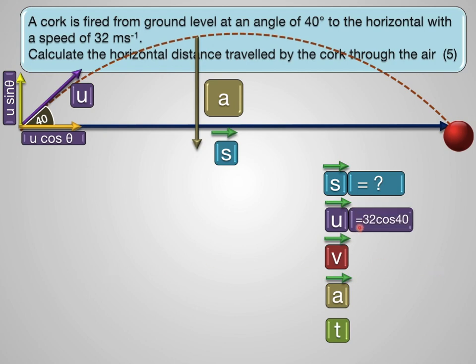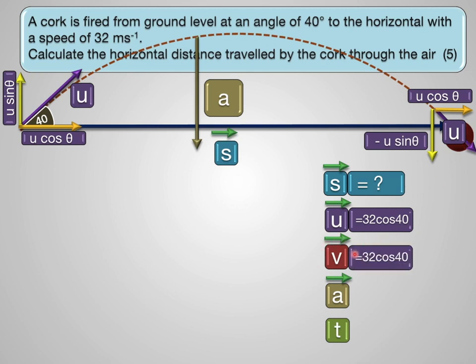Means in the equation you should be using u cos theta, not u. This original velocity will never come in any of the equations because it should always be either horizontal or vertical velocities. The final horizontal velocity is going to be exactly the same as the initial, as we have seen. Then acceleration: as you know, horizontally there's no acceleration. And time, we don't know.